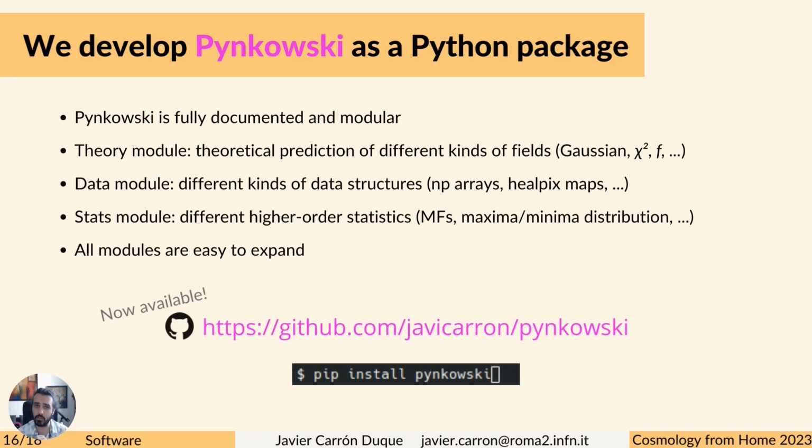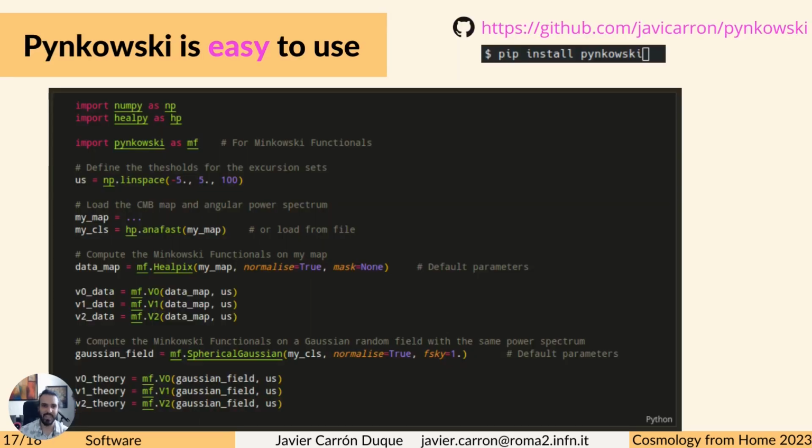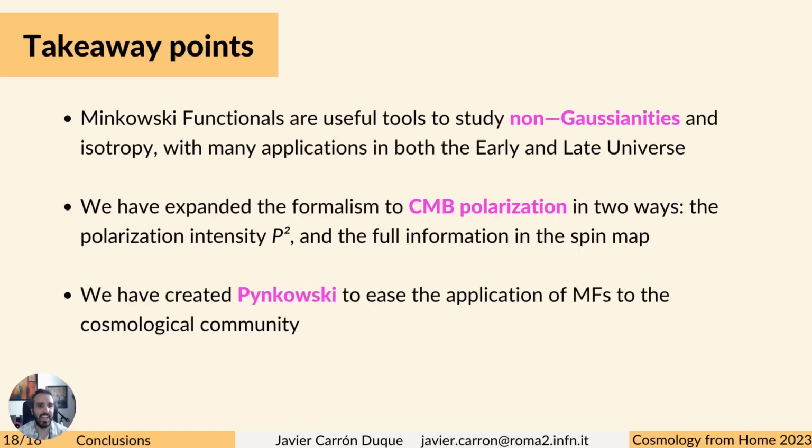Of course, we're focusing on Minkowski functionals, but we also have things like maxima distribution, minima distribution, and we want to expand all of these modules in the future. And of course, they are compatible with each other. Now, all of the modules hopefully are easy to use and easy to expand. So if you're interested in this at all, feel free to have a look and let me know if you have any problem. Here, you can pause the slide if you want, but this is just to show that the code is actually very easy to use. And it's fully documented in any case.